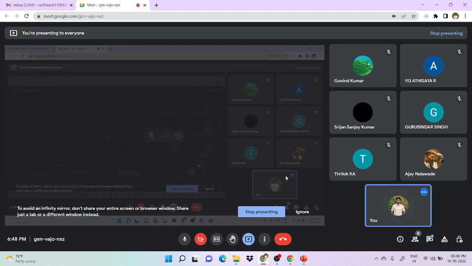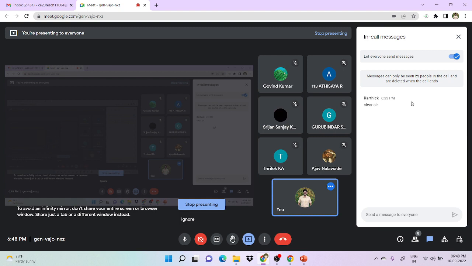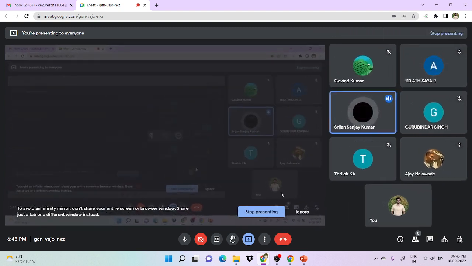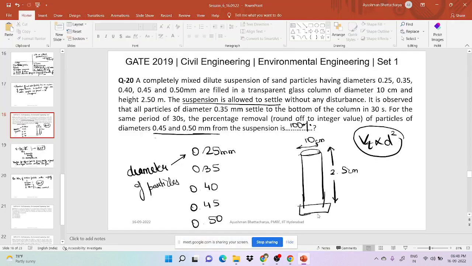So if anyone has any doubt, you can text. Sir, can you explain about different types of loading rates? Okay, it depends upon the different types. In this question they are not talking about loading rate.